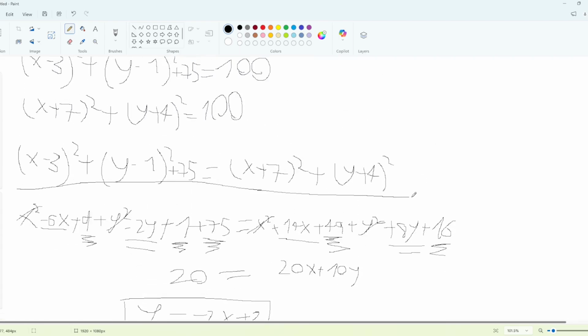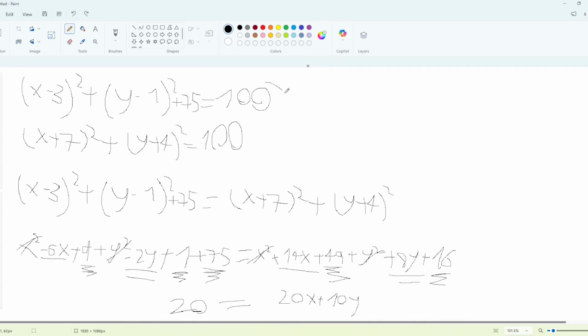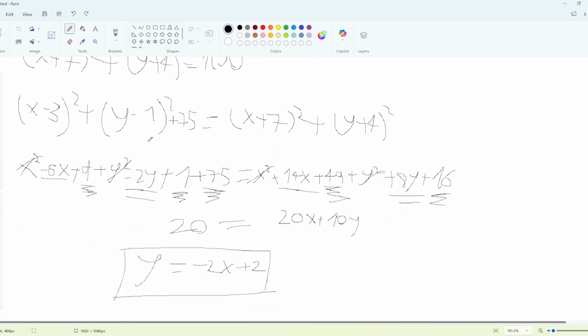Now what about this when we set them equal to each other? On the left, we're going to have a circle whose origin is at 3,1, and on the right we have a circle whose origin is at negative 7, negative 4. Did you notice something that's changed between these two descriptions and these two descriptions? We don't have the radius. Once we set them equal to each other, this vital piece of information, the 100, is not there anymore.